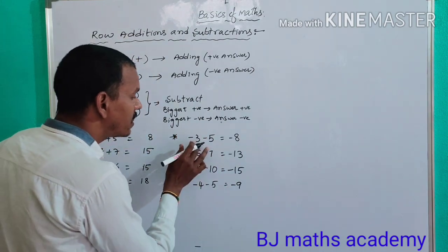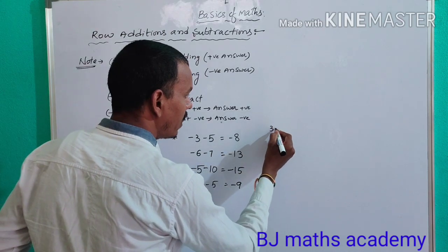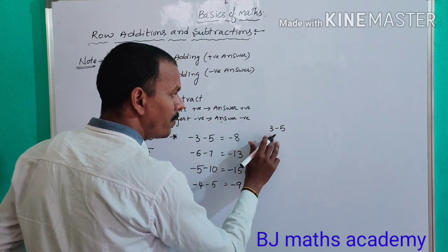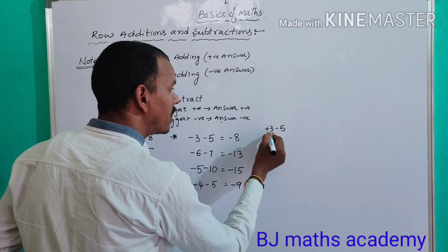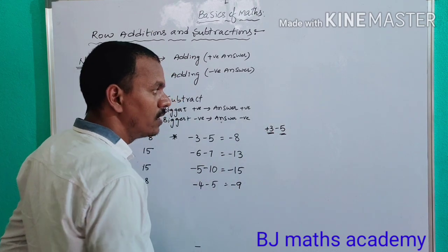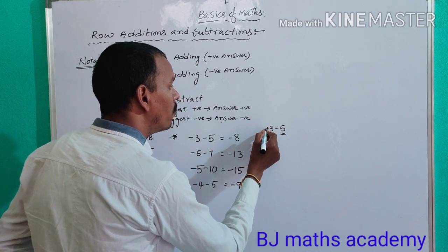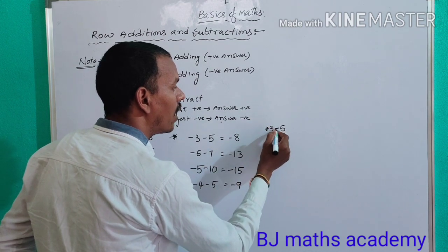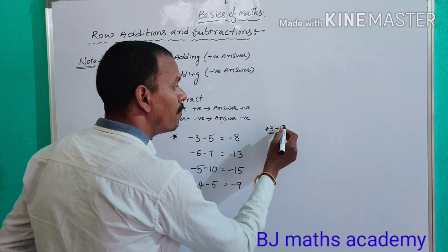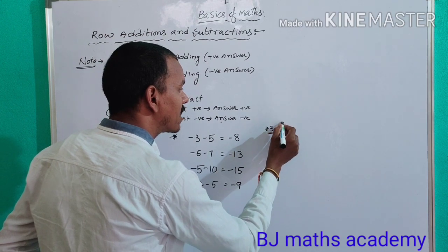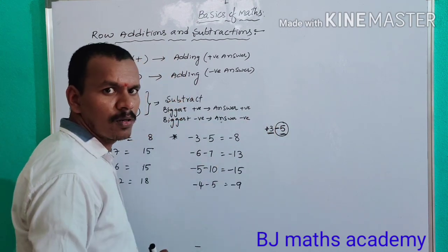So here, for example, 3 minus 5. This means it is plus 3 and minus 5. So minus is not considered for 3. The sign before the number is considered, but not the sign after. So before that number, whatever the sign is, that is considered part of the number.